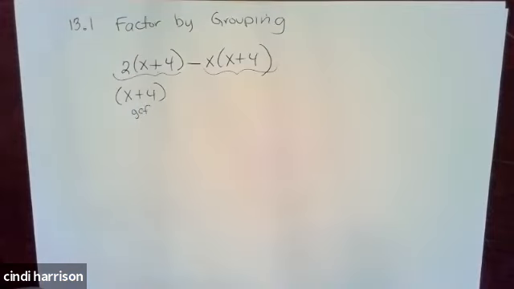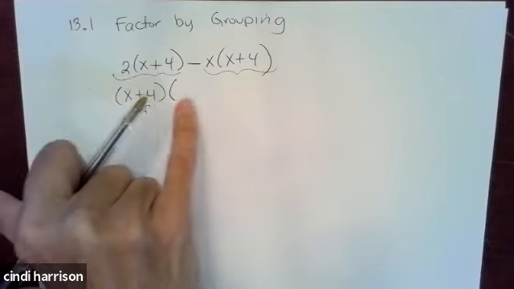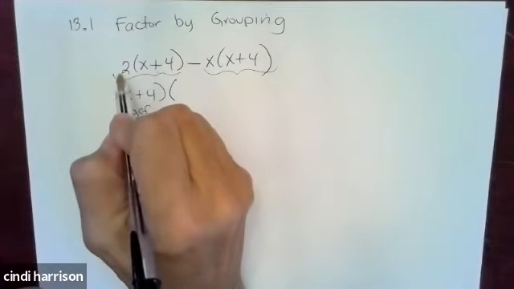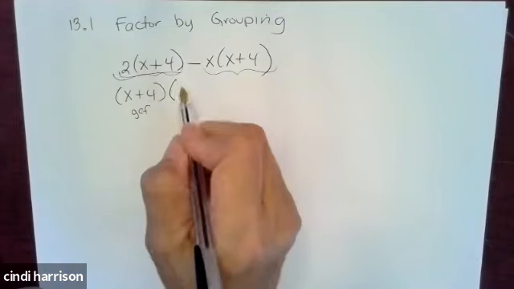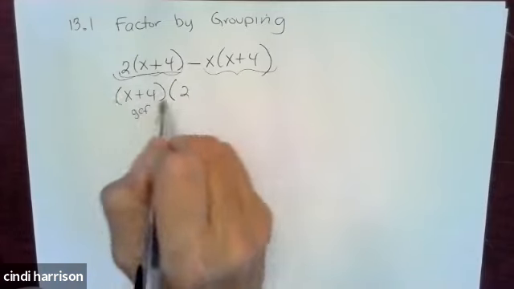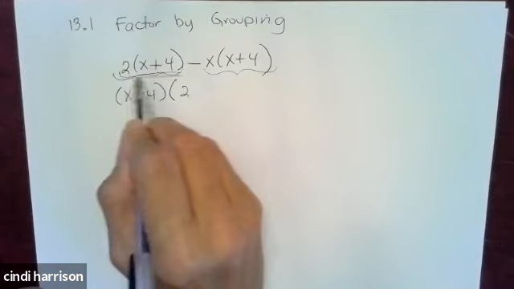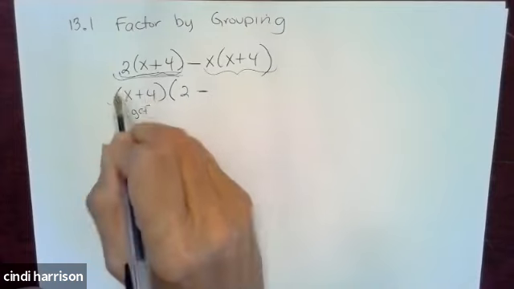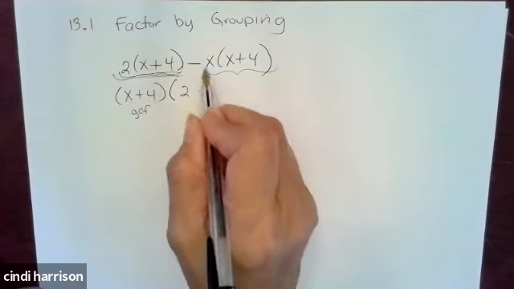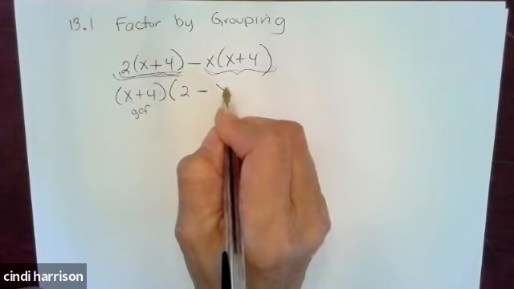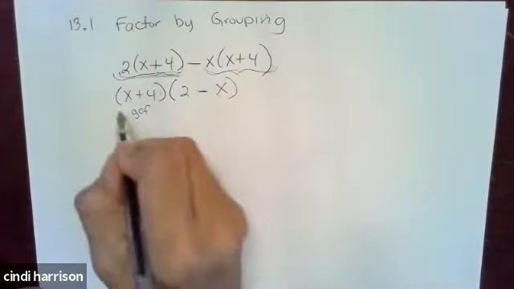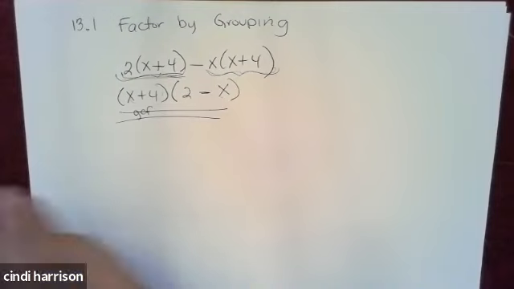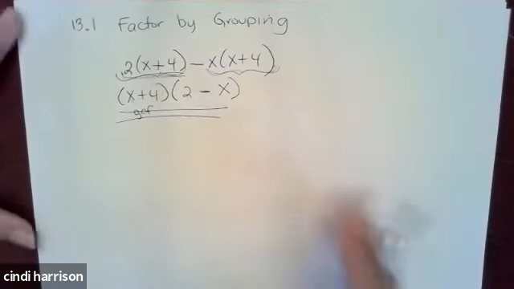So if I pull out the GCF, open my parentheses, and then remember we're thinking about the distributive property, x plus 4 times what would give us this combination? Well, that would need to be a 2, because 2 times x plus 4 is our first combination, if you will. Sign is a minus, and then x plus 4 times what would give us this combination? Well, that would need to be x. So now I have factored that. So what we're going to do is take that one additional step.